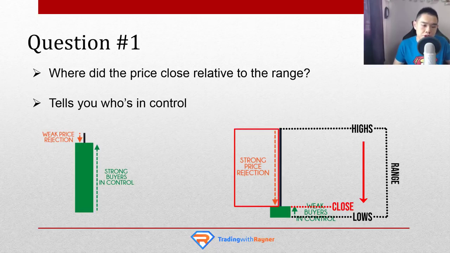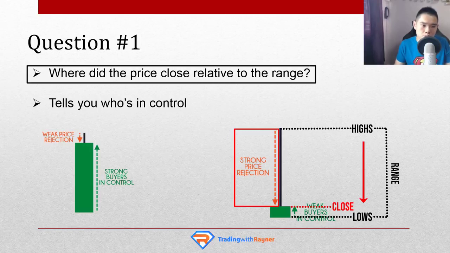Strong selling pressure in the background caused the price to close only marginally higher within the range. So this question tells you who's in control. At this point, when you look at this candle, it tells me that the sellers are the ones in control. Where did the price close relative to the range?